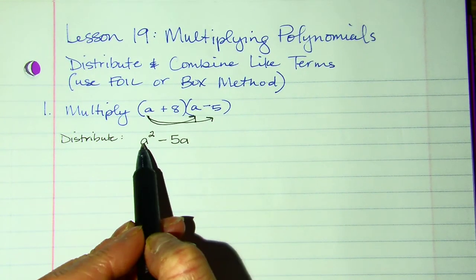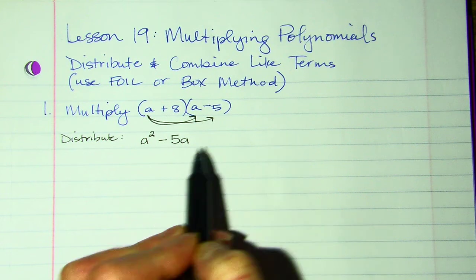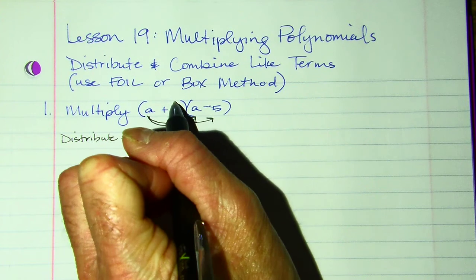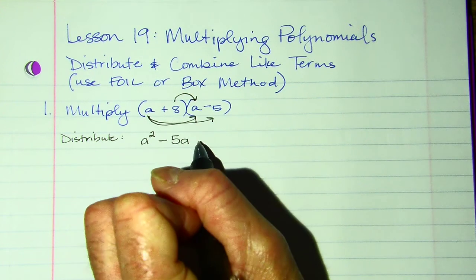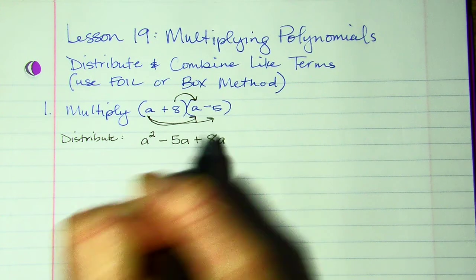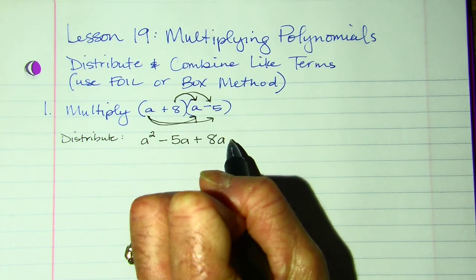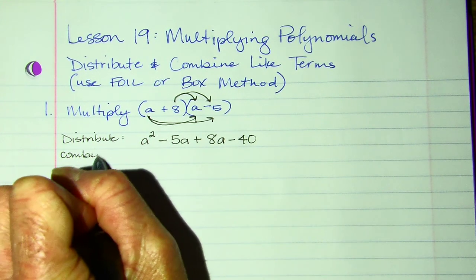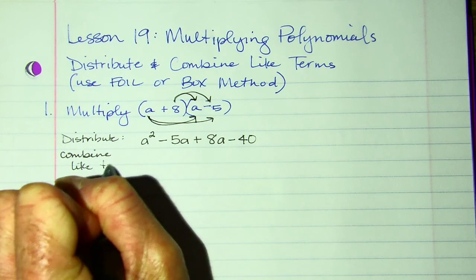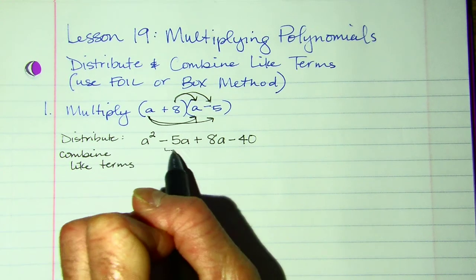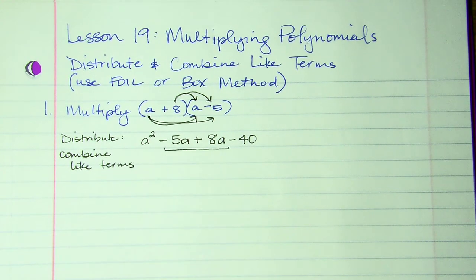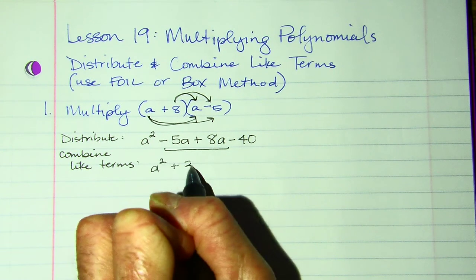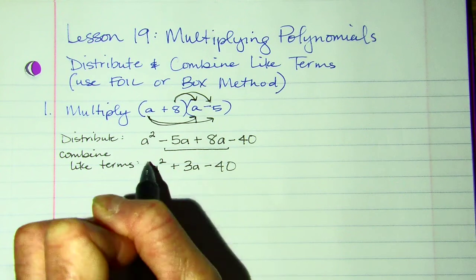Now, you can list your terms horizontally, or you can list your terms vertically. It's up to you. But now I'm going to multiply the second term to the first term here. So 8 times a is positive 8a, and 8 times negative 5 is negative 40. Then I'm going to combine like terms. And the only two things that are alike are the middle terms because they both have a degree of 1. So my final answer is a squared plus 3a minus 40. And that would be the answer.